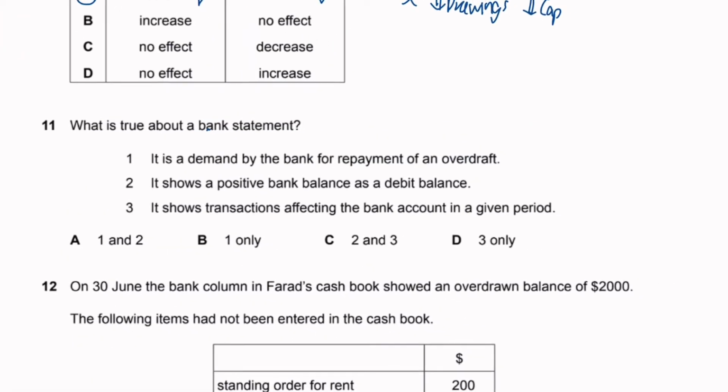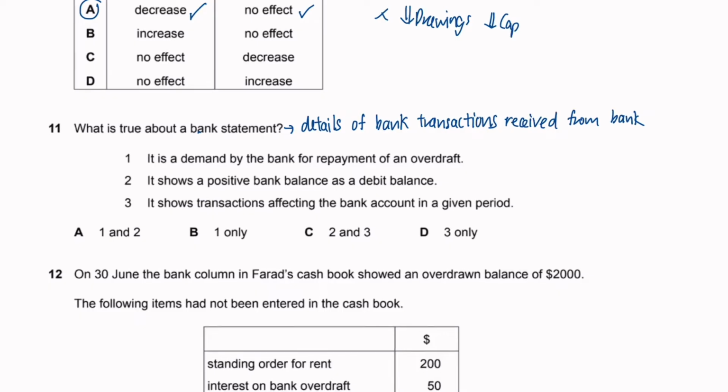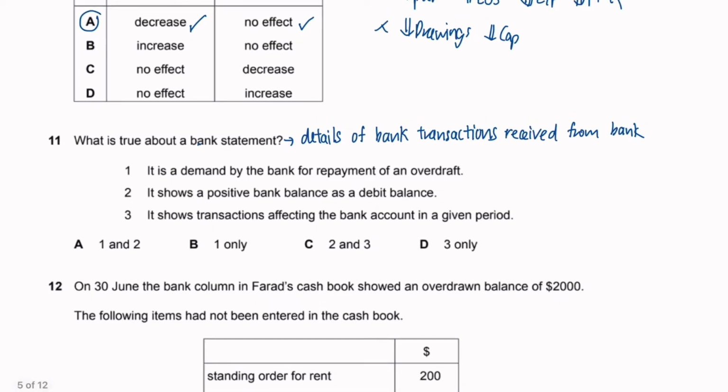Question 11. What is true about a bank statement? So remember, a bank statement is actually the details of bank transactions received from the bank. So the first one, it is a demand by the bank for repayment of an overdraft. This is clearly not a bank statement. It should not be a demand, it should be a payment or a receipt. Second, it shows a positive bank balance as debit balance. This is wrong, because if it's a positive bank balance, it should be credit balance.